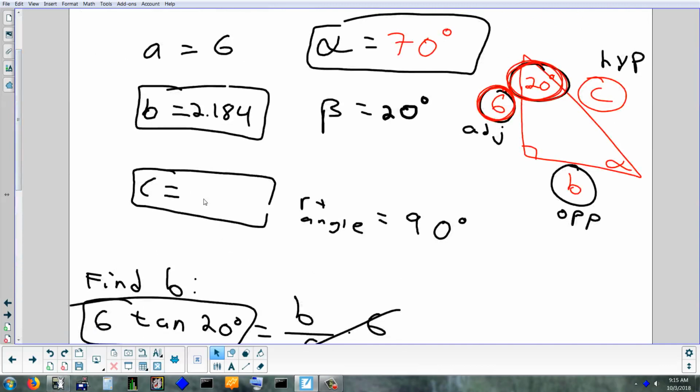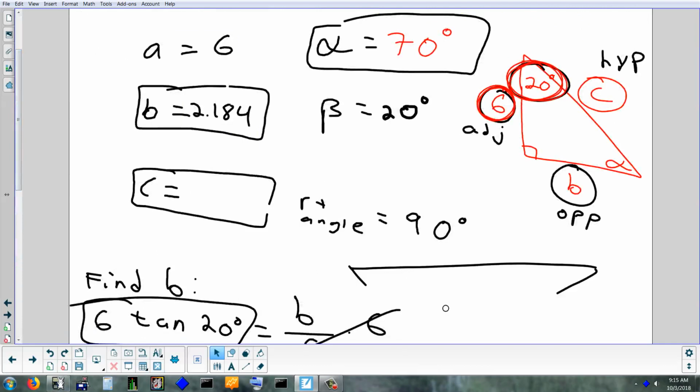But it can't be too big. All right? If you add any two sides together, they have to be bigger than the third side. So if C was like 100, that's impossible. That'd be like having a triangle like this. You'd have one side that's just way too long.